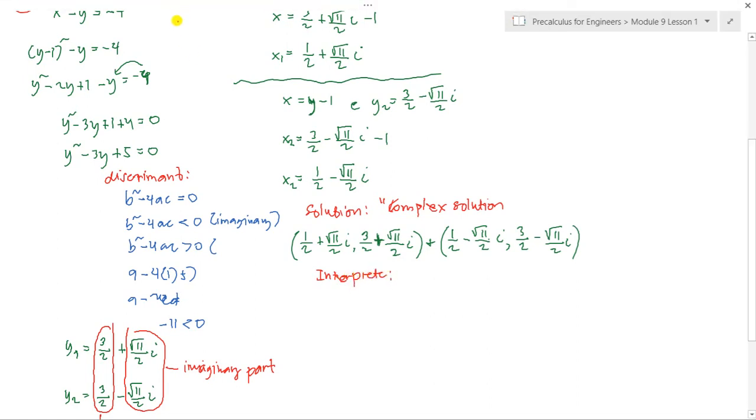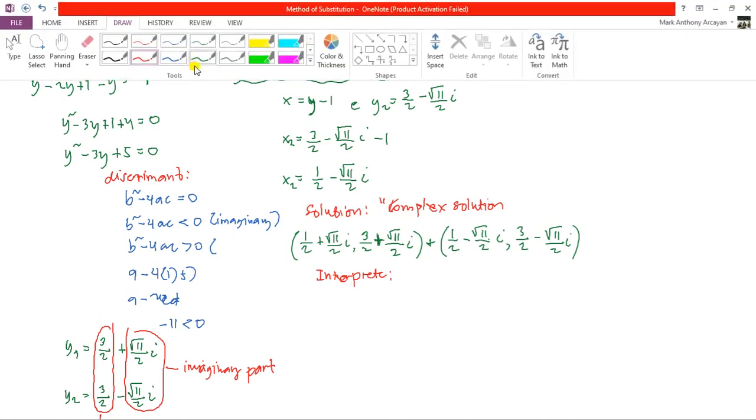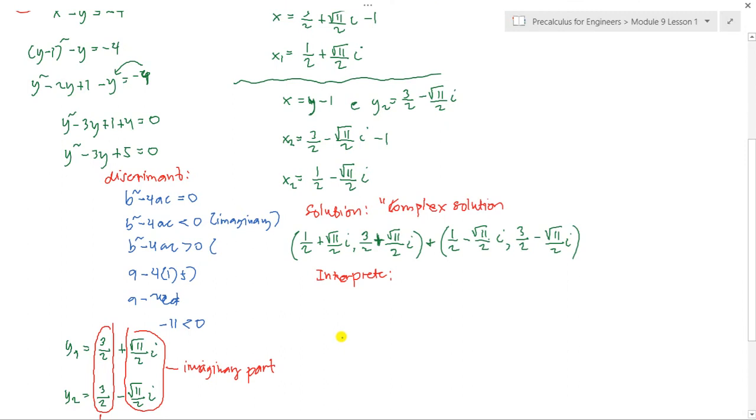Now this is still consistent and independent, but please emphasize that this one is consistent and independent, because we can read that the solution has two, distinct and well-defined solutions. So our system is consistent and independent, with a complex solution.